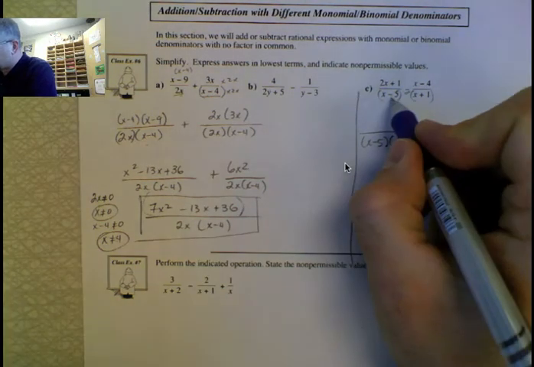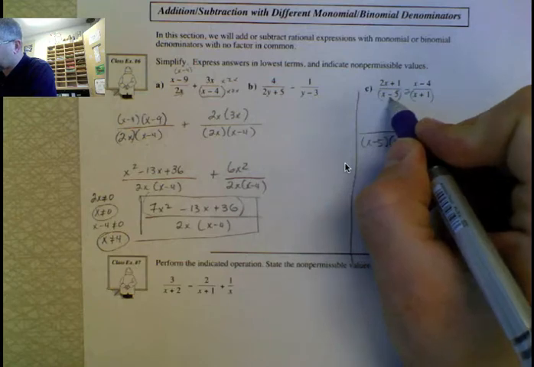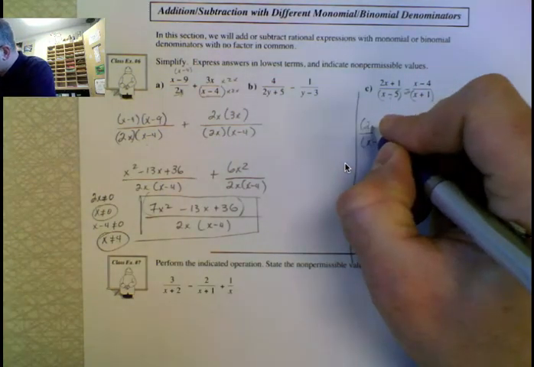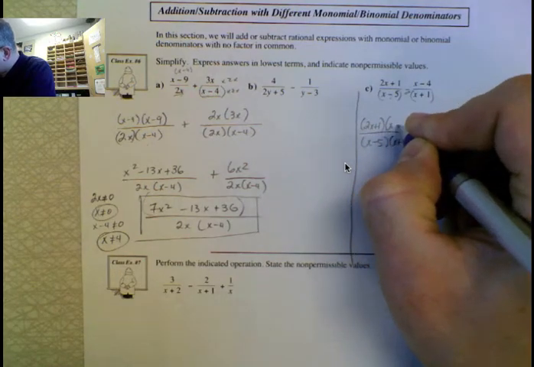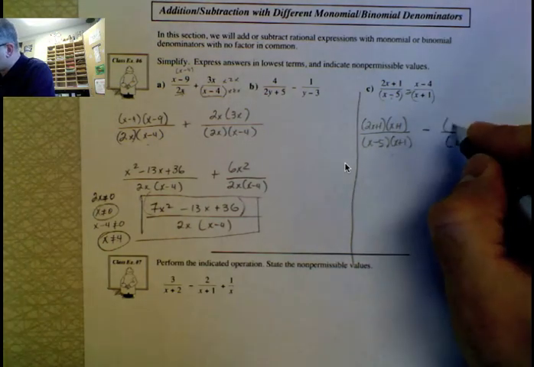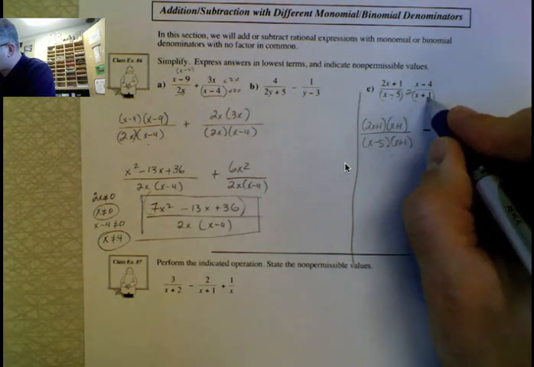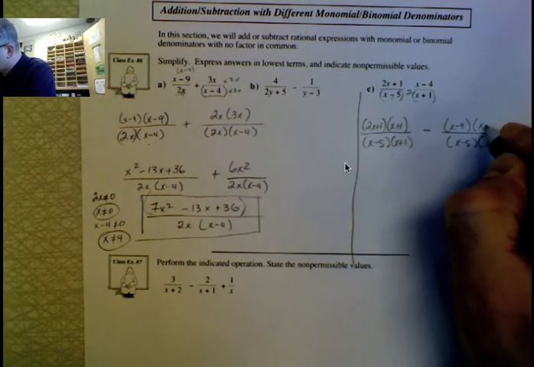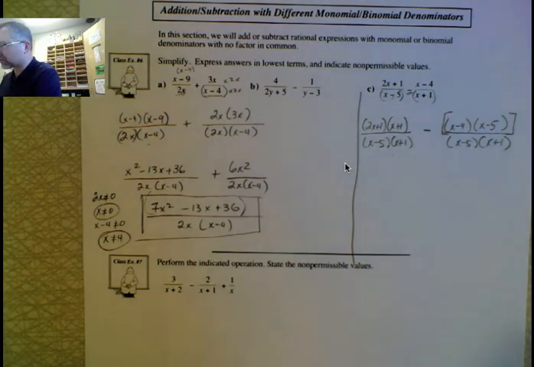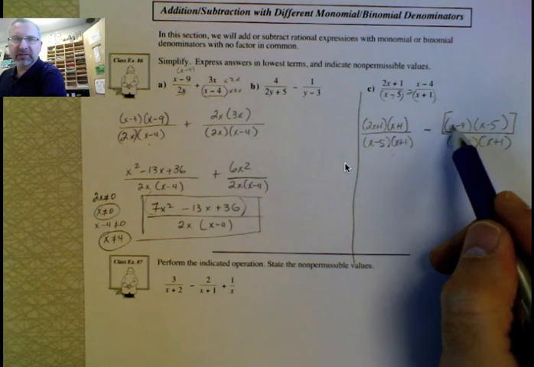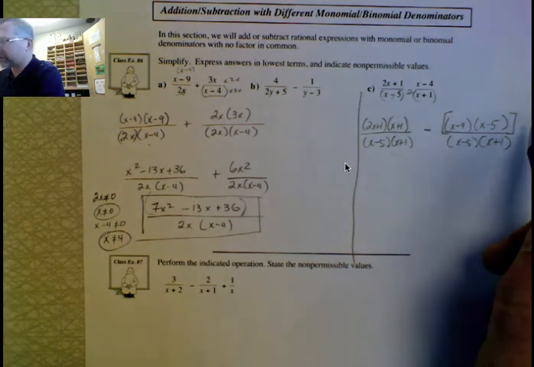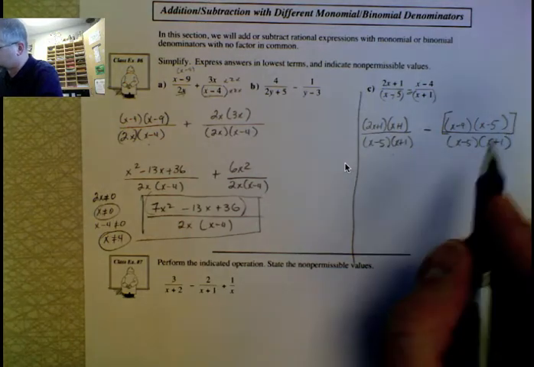Now, I had to multiply the first denominator by x plus 1 to give us our common denominator. So I'm going to take my numerator and times it by x plus 1 also. In the second case, I had to multiply my denominator by x minus 5. So I'm going to multiply my numerator by x minus 5. And I'm going to put this in a set of square brackets, because when we expand this, we then have to apply this negative to all the terms inside the expansion.